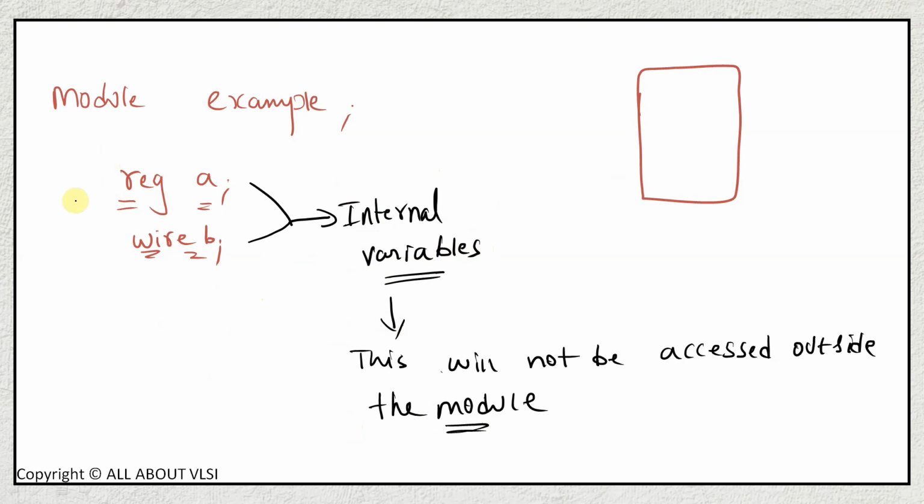Then only they can be accessed outside the module. If you are simply declaring them with reg A, wire B, and you are thinking that we can access them outside the module, no, you cannot access them. If you just declare them with reg A and wire B or some other data type, they will become your internal variables only. They will not be accessed outside the module.